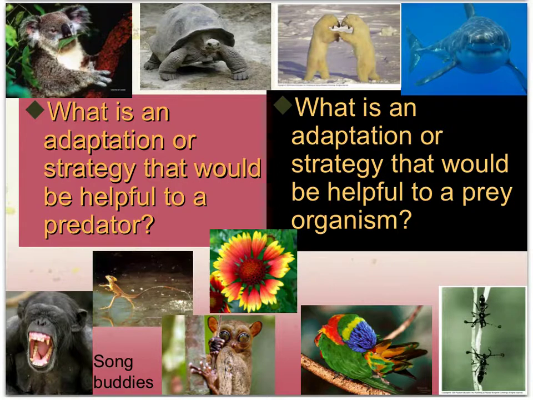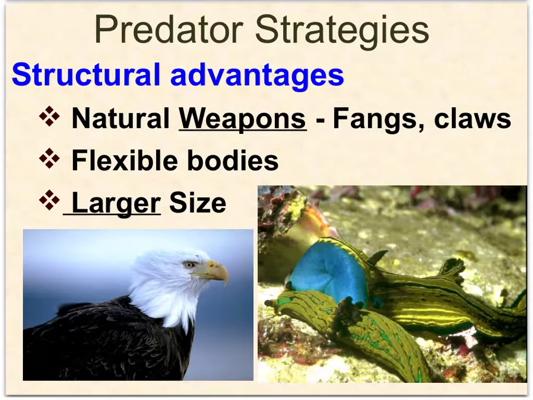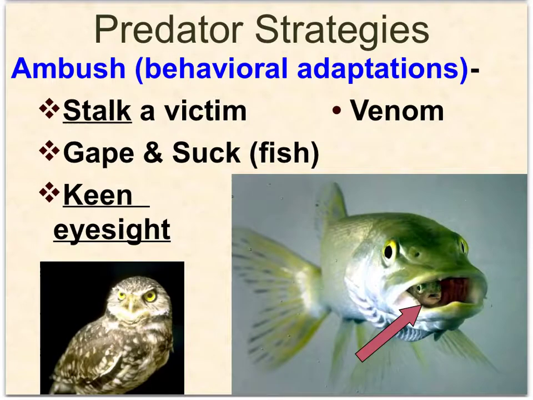All right, so thinking about predator-prey interactions, it's always a good thing to look at adaptations and strategies that help predators survive and also help prey survive. So we're going to look at some of those specialized adaptations. The first predator advantage is structural advantages. So they have weapons, fangs and claws, flexible bodies, larger sizes. They might be speedier or have great eyesight. We're going to talk about some more of those.